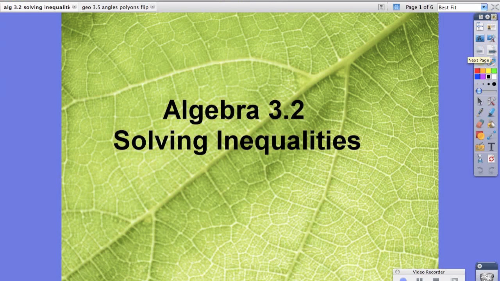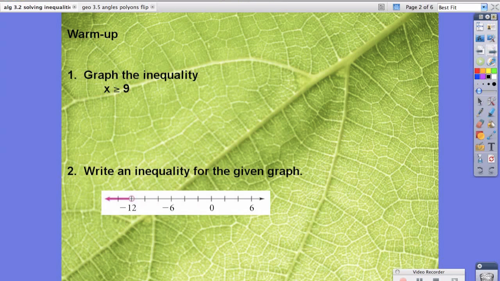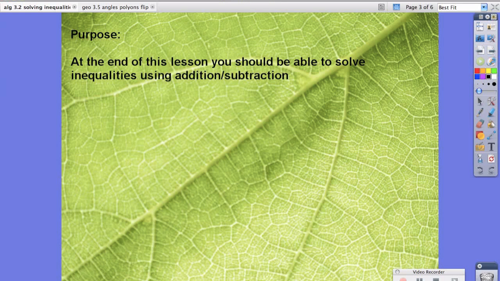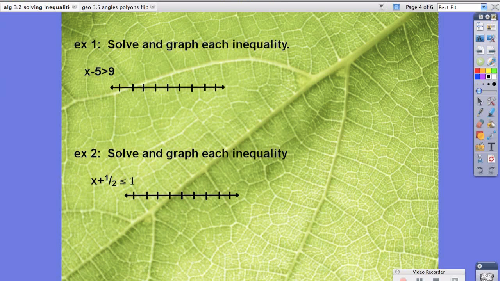This is very similar to what we did on the lesson just before this, but in this case we're solving. So we're putting together our solving equations knowledge and the inequalities portion for today. The purpose of this lesson is that at the end of it you should be able to solve inequalities using addition and subtraction. So for example 1, this should be very basic.